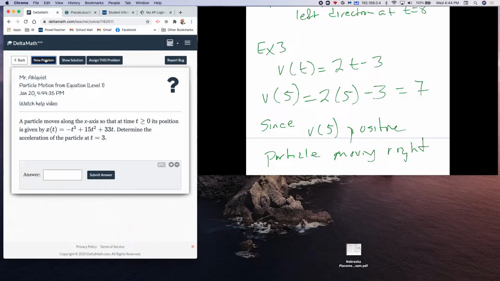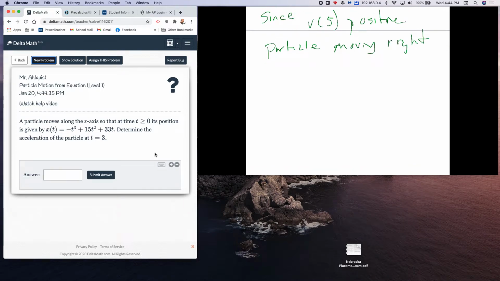I'm just going to flip through a couple more just to make sure. Here's one that is a little different. This one is asking for the acceleration. So I'll call this example 4 in this grouping that you might have. It says x of t is equal to negative t cubed plus 15t squared plus 33t, and it's asking for the acceleration at 3.